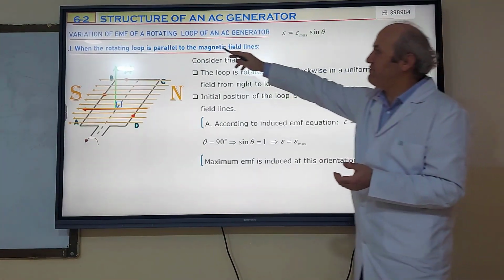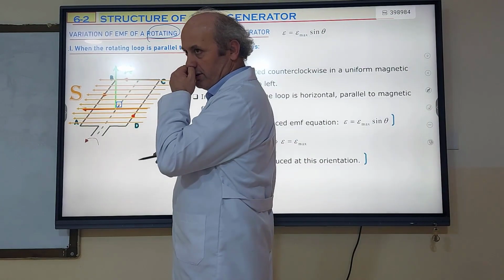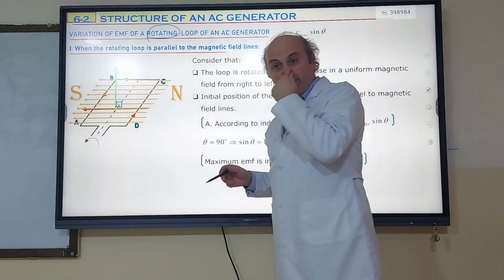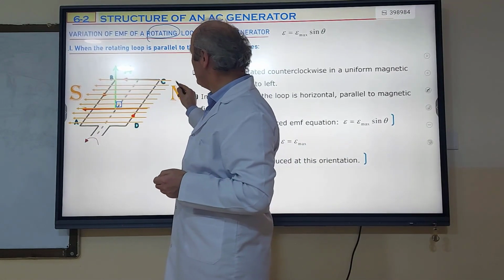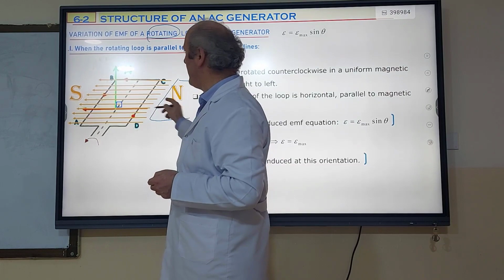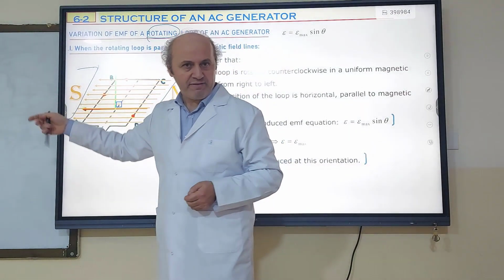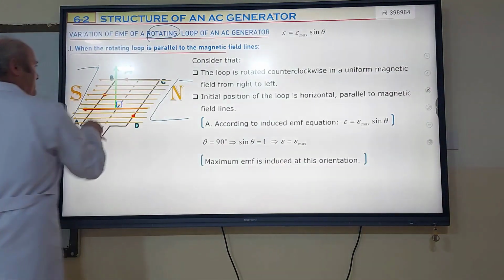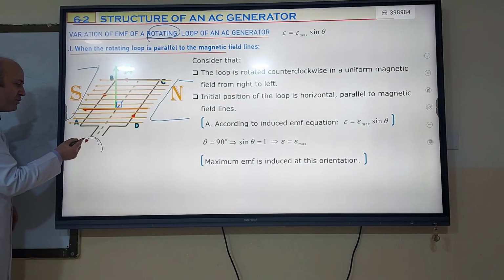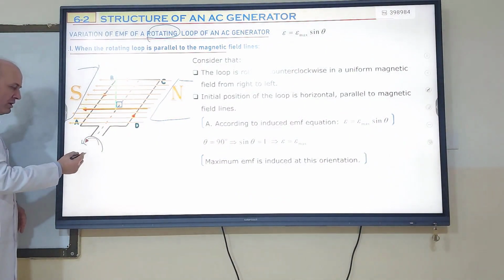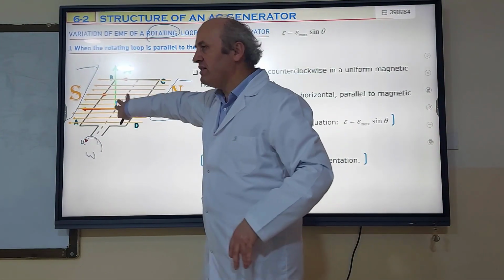So, variation of EMF of a rotating loop of an AC generator. We are going to rotate the loop inside a magnetic field. This is what it is. As you see, from N pole to S pole, magnetic field lines are formed, from right to left. And there is a loop inside a magnetic field. The loop is rotating inside a magnetic field according to the given picture, counterclockwise. As this loop is rotating, of course, its orientation will change.